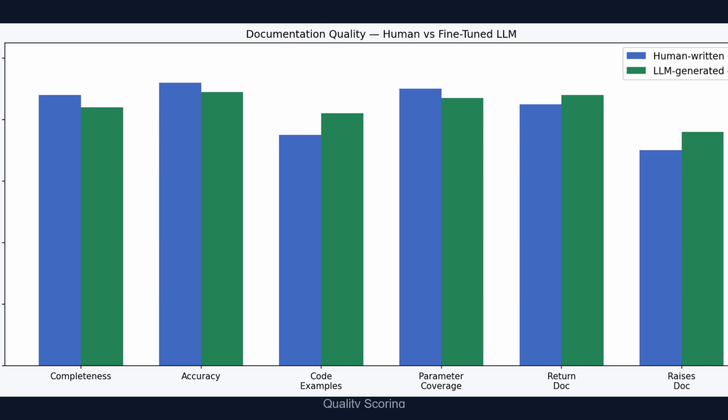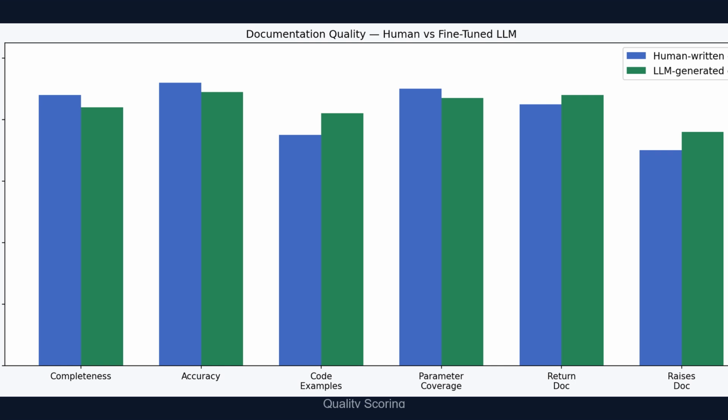This quality comparison chart shows human-written documentation versus LLM-generated documentation across 6 metrics: completeness, accuracy, code examples, parameter coverage, return documentation, and raises documentation. Human-written docs score higher overall. That's expected, and it's honest. The contextual understanding a senior engineer brings to documentation is real.